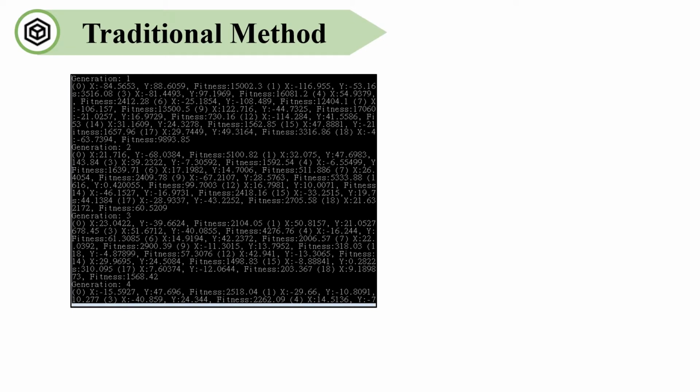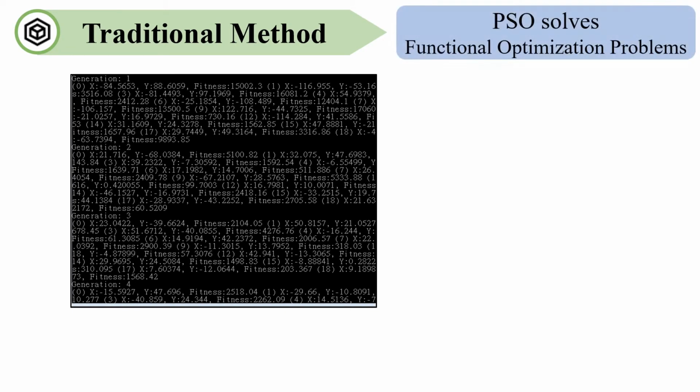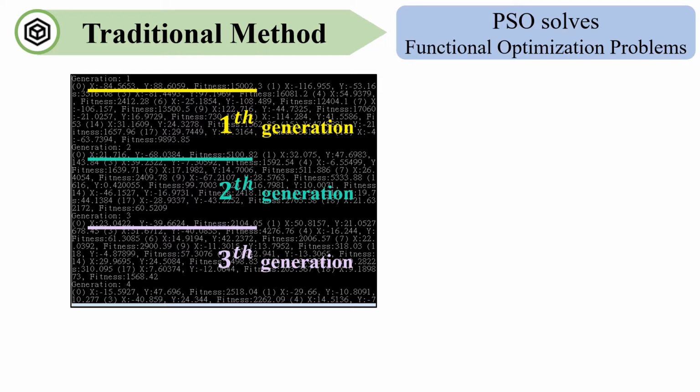Taking particle swarm optimization, PSO in brief, as an example. PSO imitates the movement of a bird flock. The yellow line demonstrates the first generation position. The green line demonstrates the second generation, and the pink line demonstrates the third generation. We just want to know the movement direction of each particle. We have to check all of the positions one by one.